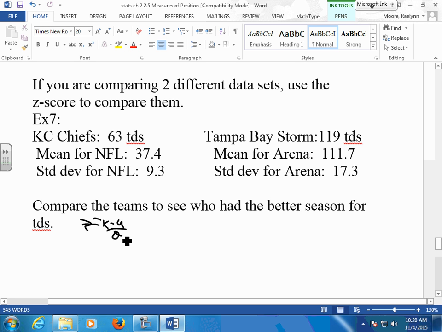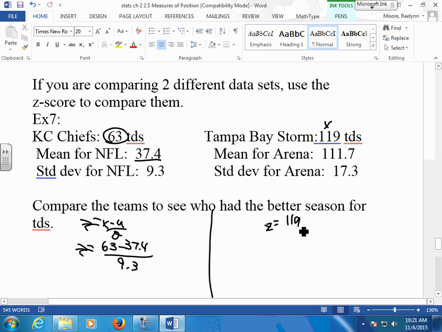So let's compare this guy's z-score. They had 63 touchdowns. This is their X. This is their mean. This is their standard deviation. Okay, this side of the room, compute their z-score. This team and the arena team, this is their X. They had 119 touchdowns. This is their mean. And this is their standard deviation.